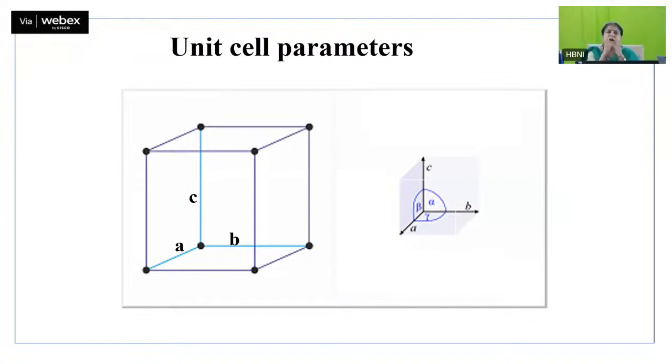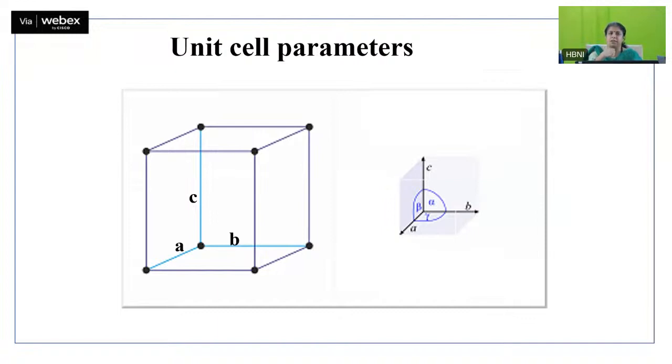I have defined the unit cell, but how do I define the unit cell? Shall I say it is a cube? Shall I say it is a circle? No. There are six parameters which, if you define, will define your unit cell. So what are those six parameters?